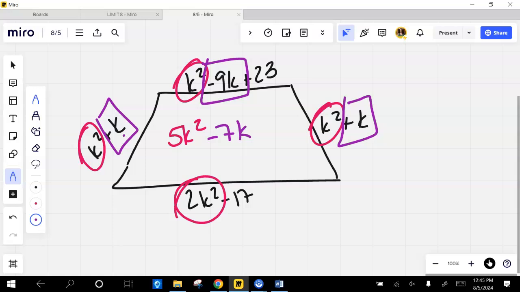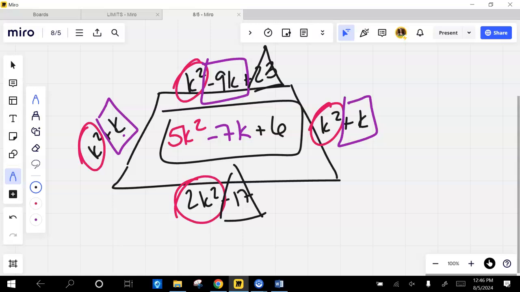Okay so far? I've got these numbers on the end. What are those numbers on the end called that don't have a variable with them? Constants. Good job. Constants. The only thing I have left, 23, negative 17. What's negative 17 and 23? Close. Is it 6? 23 minus 17? It is 6. There's the perimeter. Does that make sense? All right. Let me tell you what we're going to do with this.